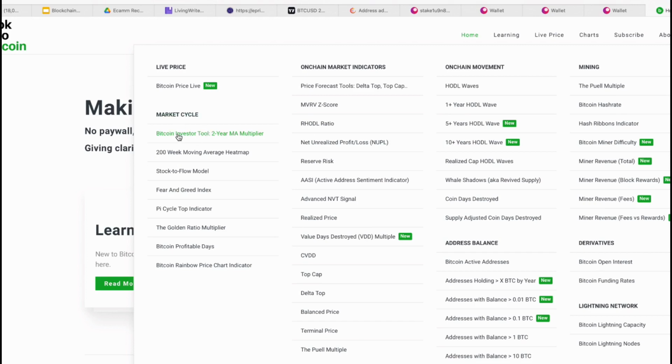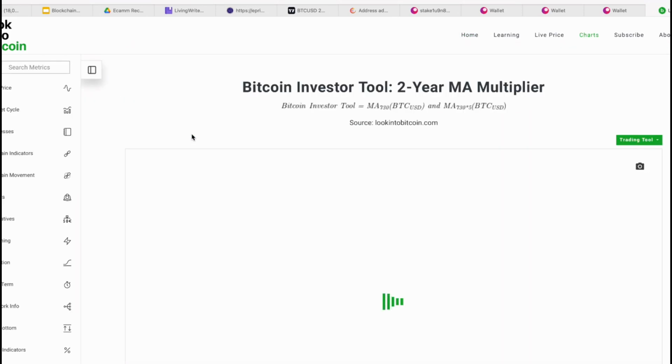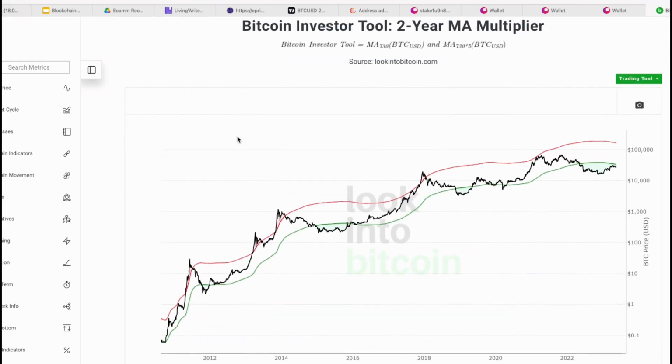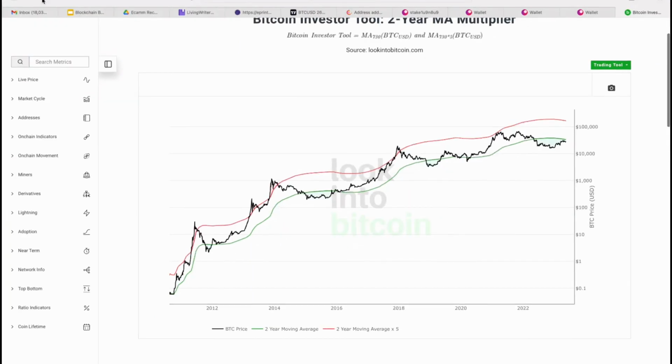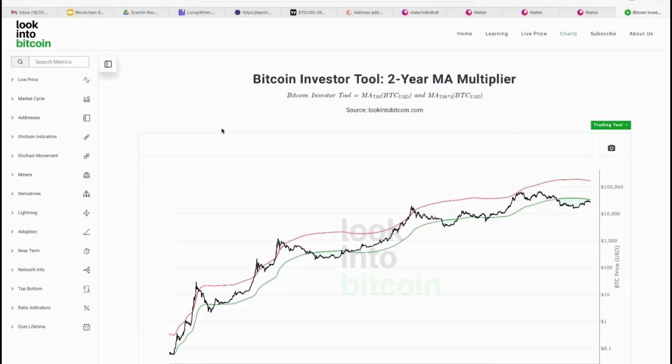Okay, another thing I like to look at is this Bitcoin investor tool. Okay, look at how just perfect that sounds. If you're investing in Bitcoin or cryptocurrencies, wouldn't this look like something that you would love to see? And let's check this Bitcoin investor tool out. Oh, it's just so awesome. Okay, so I want to go ahead and make my screen large. All right, here we are with our Bitcoin investor 2-year multiplier.